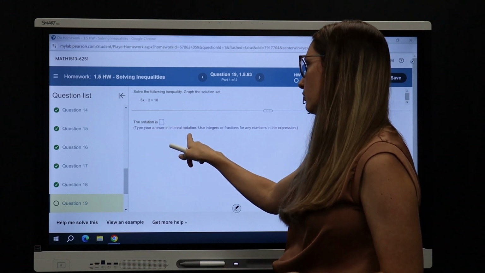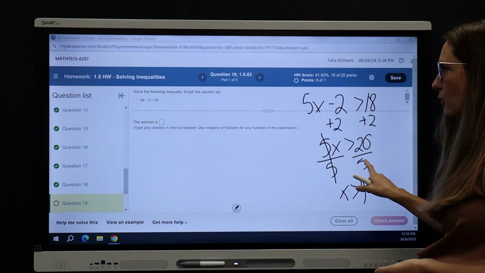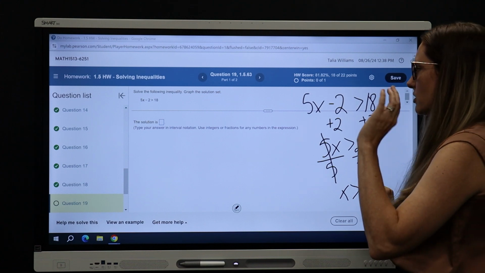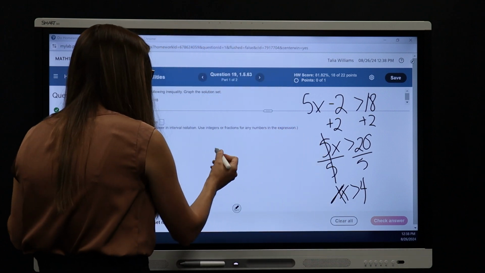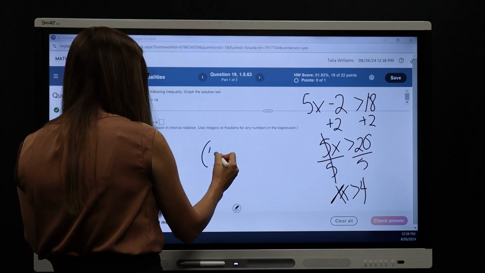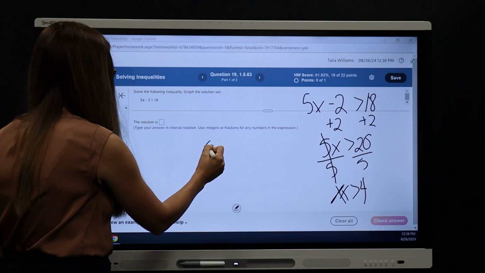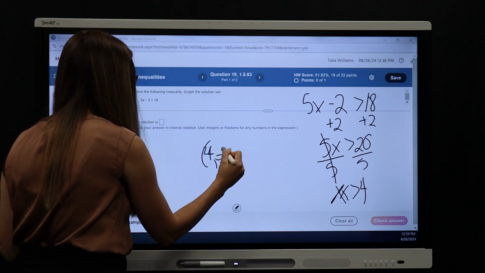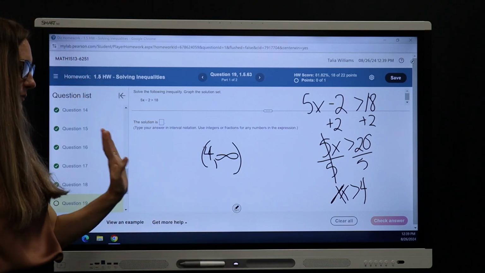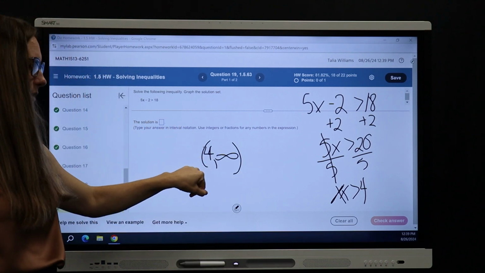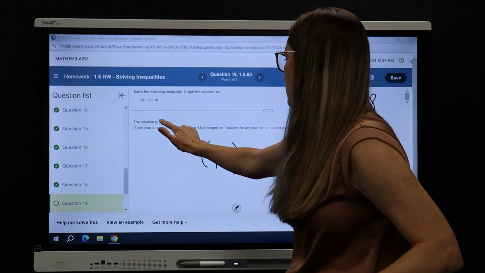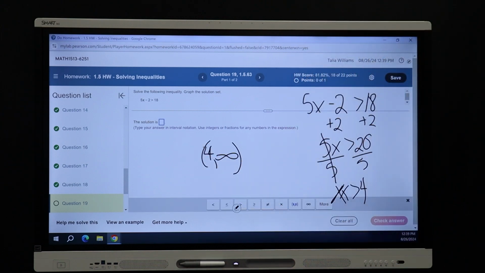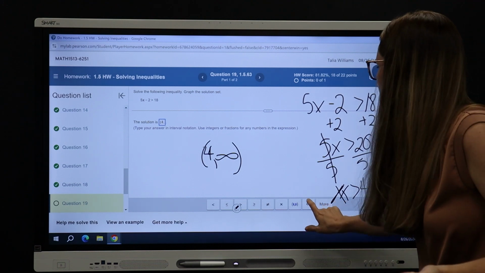So type your answer in interval notation. So this is our inequality that we solved. They want us to go straight to interval notation. So that means we're going to go to positive infinity. We're going to go from 4 to positive infinity. It wasn't equal to, so they both get parentheses. Never put a bracket with an infinity. I know I keep saying it, but it's necessary. Grab my infinity.